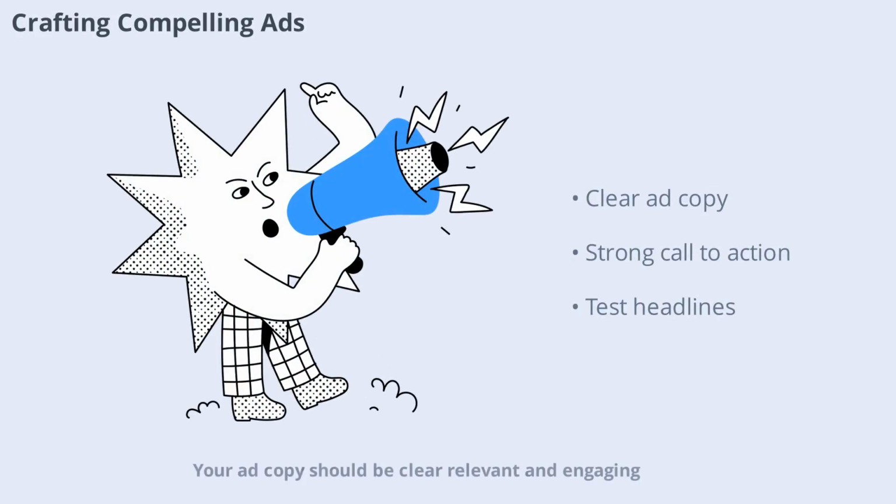Your ad copy should be clear, relevant, and engaging. Highlight unique selling points and include a strong call to action. Well-written ads attract clicks from people genuinely interested in your offer, reducing wasted spend. Test different headlines and descriptions to see what resonates best with your audience.